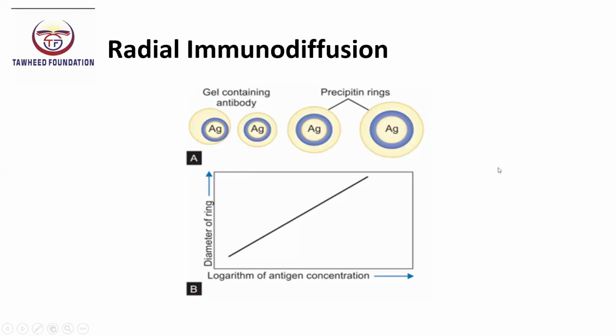This is the image. Here the image shows a series of wells with known antigen concentrations forming rings of increasing diameter. The graph beside it plots the square of the ring diameter against antigen concentration, showing a straight line which helps in preparing a standard curve. Unknown samples can then be read by comparing their ring diameter to this line. The diagram helps students connect visual precipitin rings with quantitative measurements.